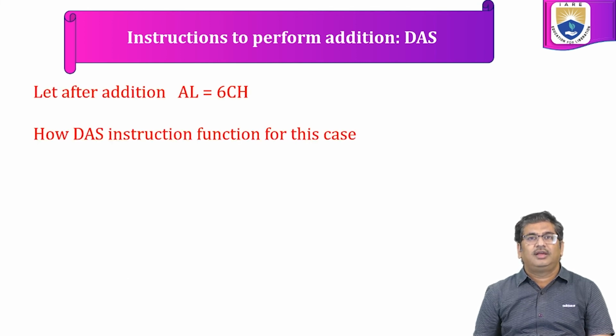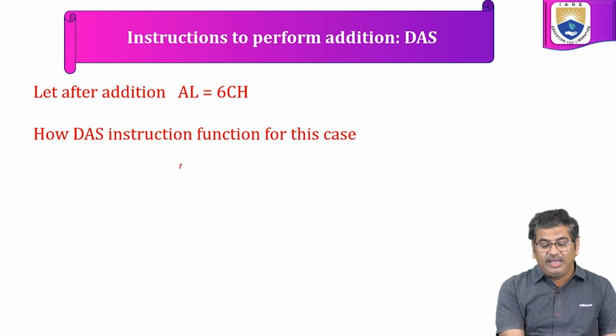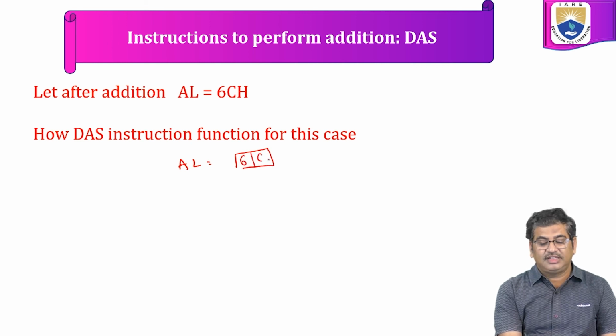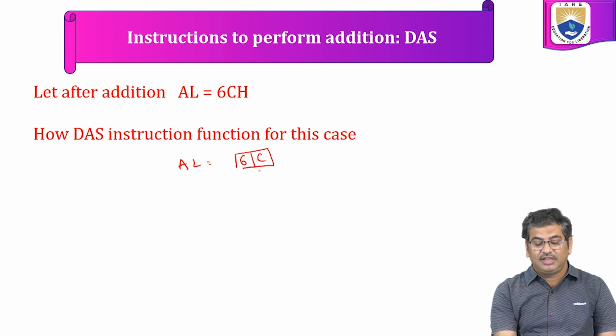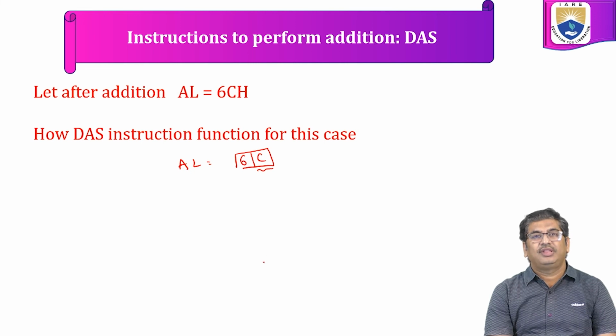Now we will illustrate with respect to a few examples. Let us assume after subtraction, the result in the AL register is 6CH. Now we will see how the DAS instruction will work for this case. So the AL register content in this case is 6CH.